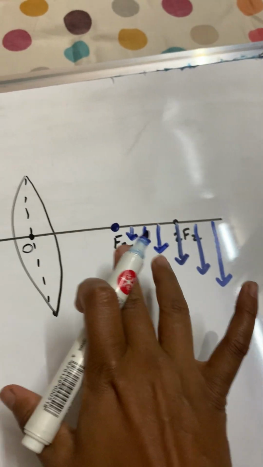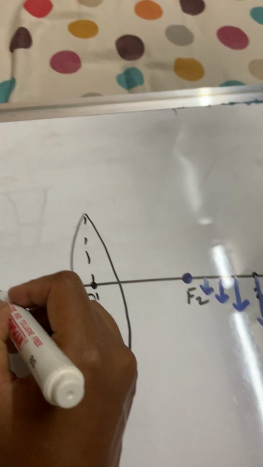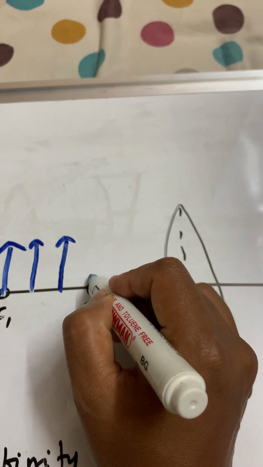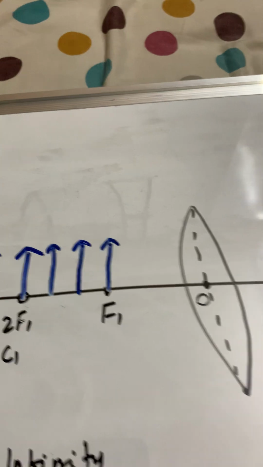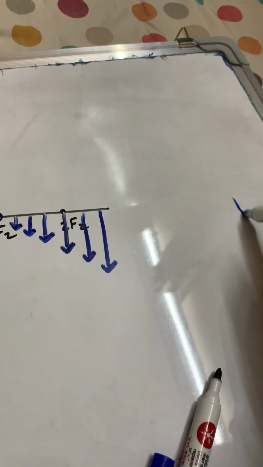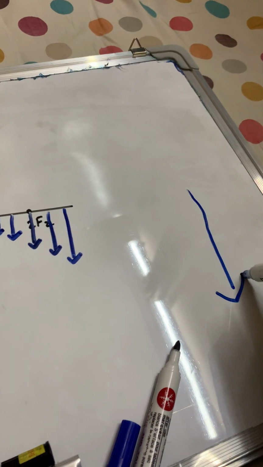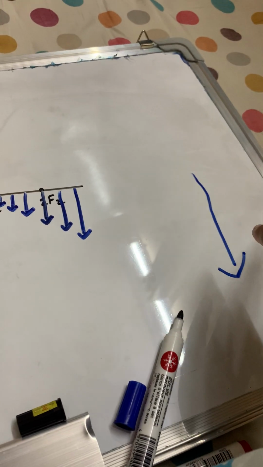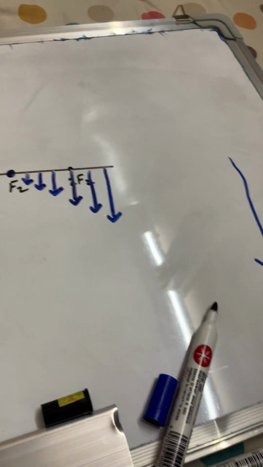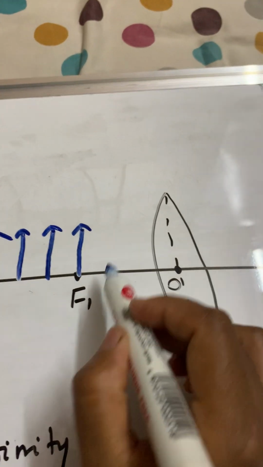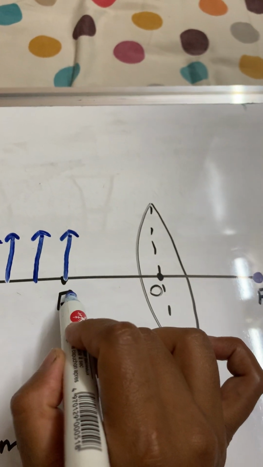The image of it gets bigger and bigger and bigger. And there comes a point where at F1, where the object is at the focus, the image will be very, very big. We call it infinity. We call this one infinity, very, very far away. Understood? Okay.